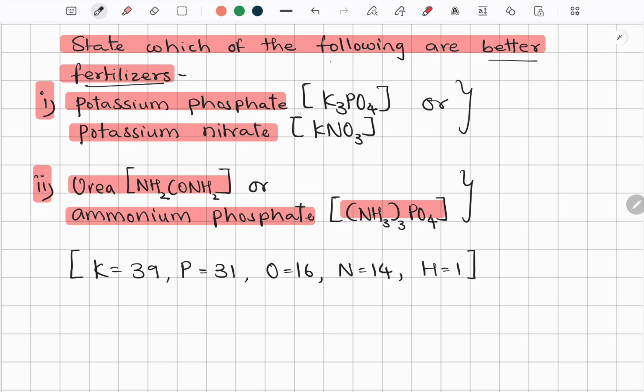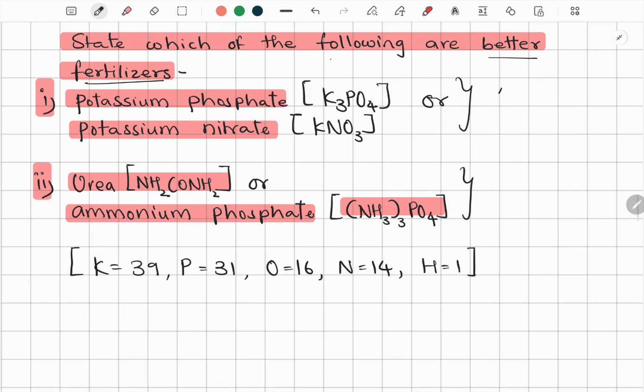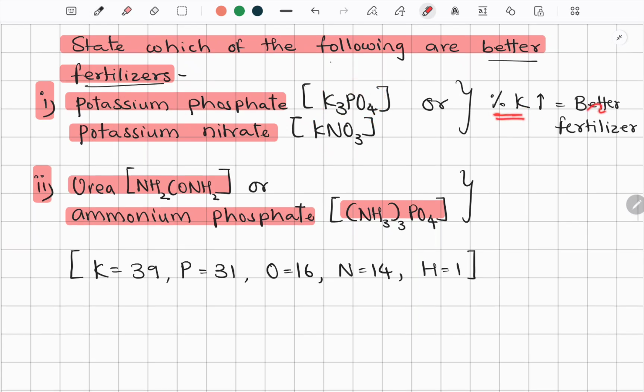If it comes to potassium phosphate and potassium nitrate, we have to calculate the percentage of potassium present in both compounds. The higher the percentage of potassium, the better the fertilizer it is. It is very simple. We calculate the percentage of potassium in both compounds, and whichever has the higher percentage is considered the better fertilizer.